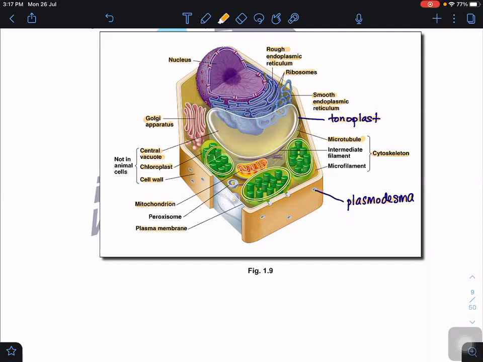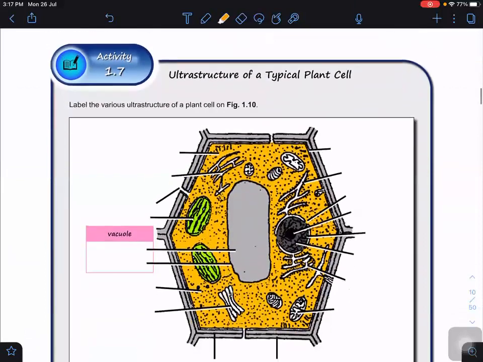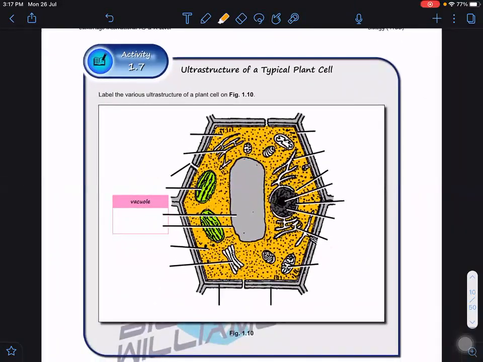So that's a good question. What's the difference between the plasma membrane and the cell surface membrane? Both of them are the same. Okay. So the cell membrane is also termed the plasma membrane or cell surface membrane. They are the same. Okay. So now, take 5 minutes and complete this diagram.